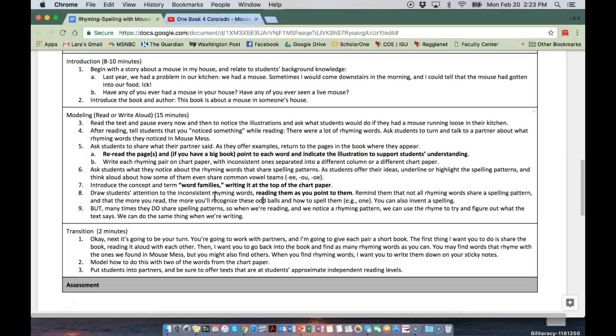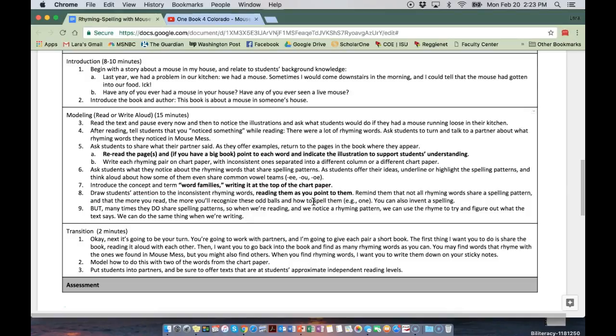I'm going to draw students' attention to inconsistent rhyming patterns. And I'm going to be reading to them as I point to them. I'm going to remind them that not all rhyming words share a spelling pattern, and that the more they read, the more they'll recognize what I like to call oddballs and how to spell them, right? I also remind them that they can invent spelling too as they write. But many times rhyming words do share spelling patterns.